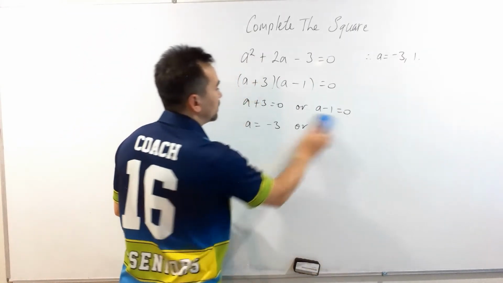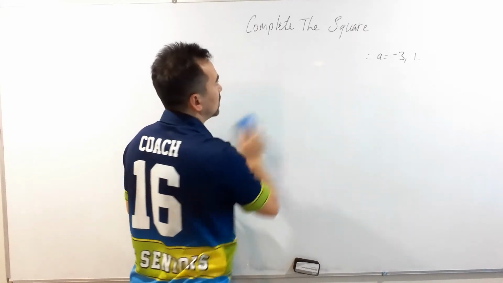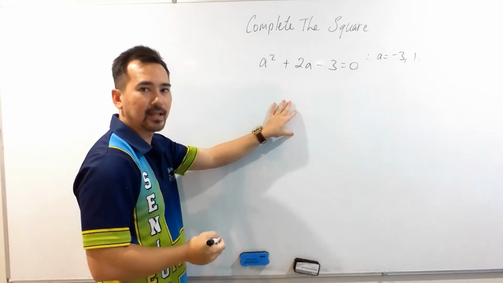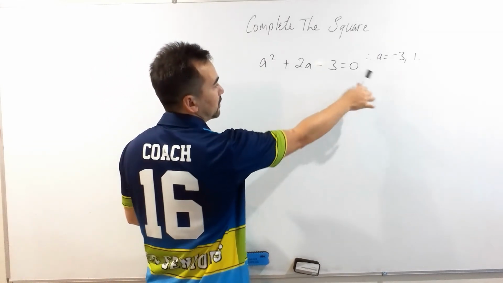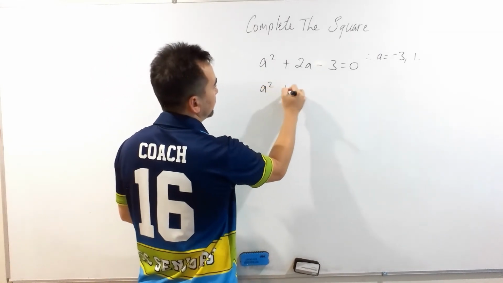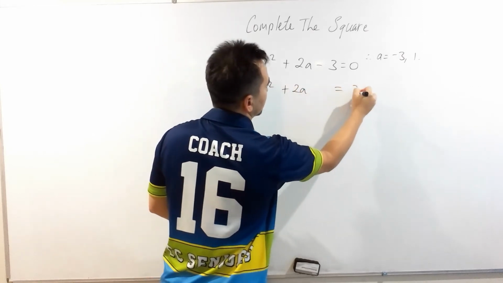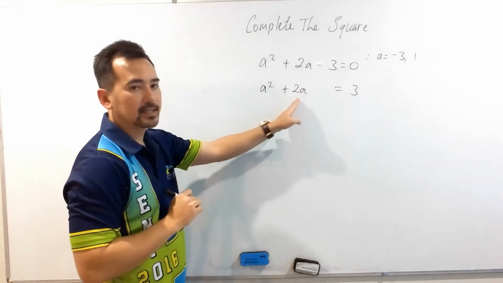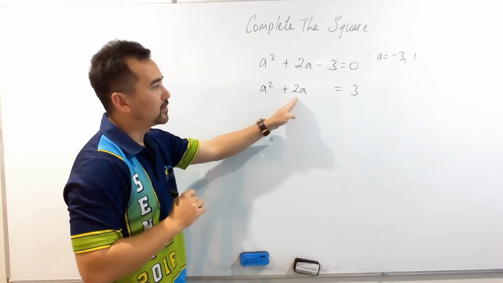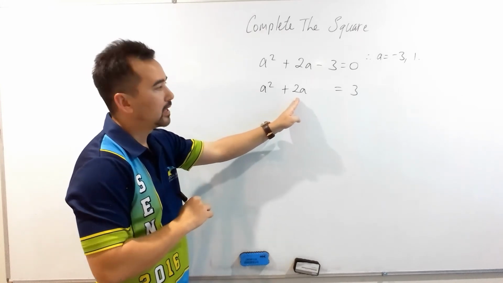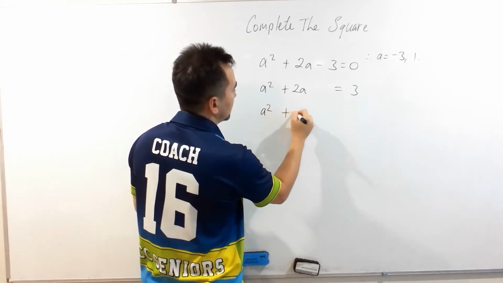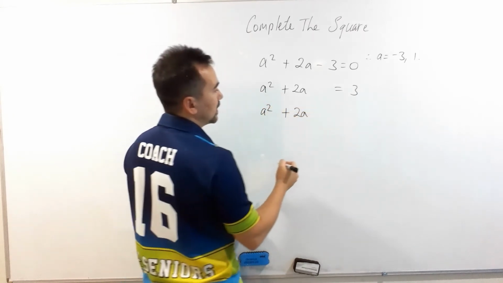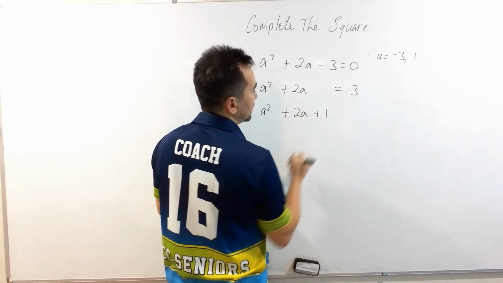But I'm going to show you a different strategy called completing the square. And the strategy works like this. First of all, we're going to move the negative 3 over to this side, and it'll look like this. Then we're going to take this term and take half of the 2, square it, and we'll put it right over here. Okay, so the half of 2 makes 1, and 1 squared is 1.